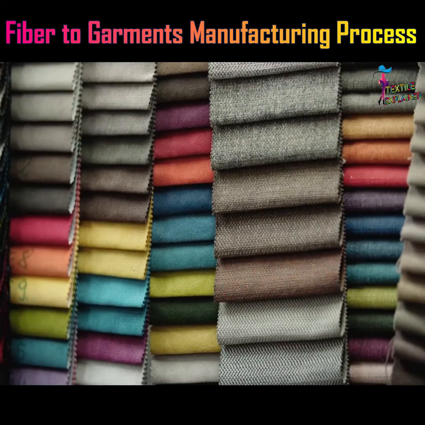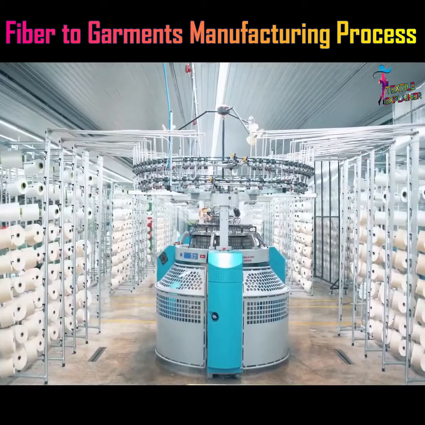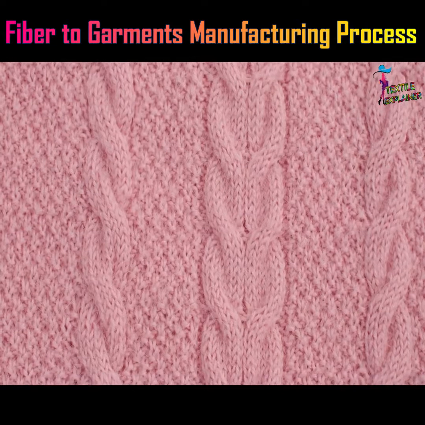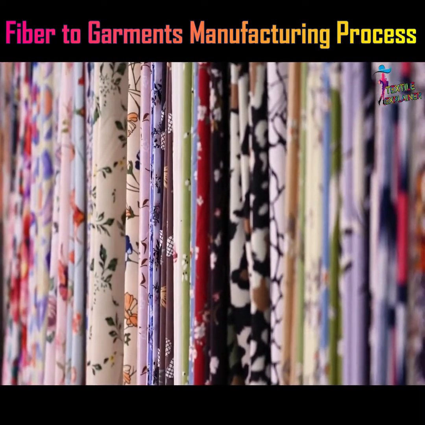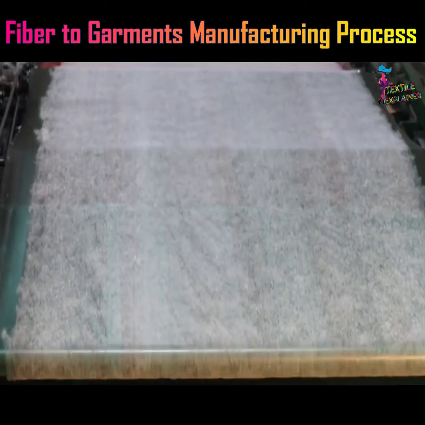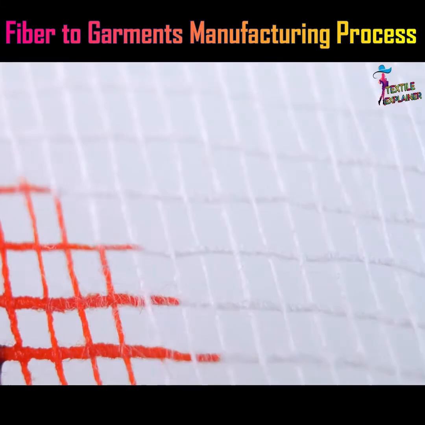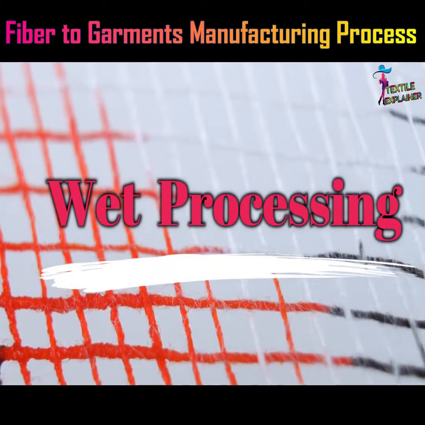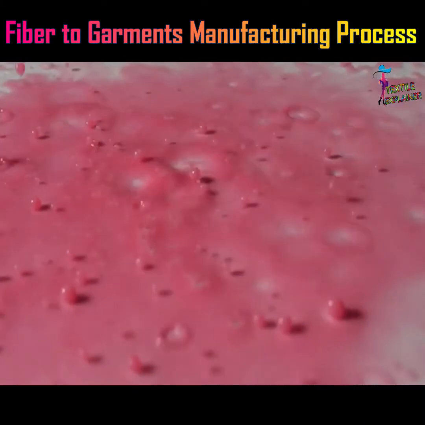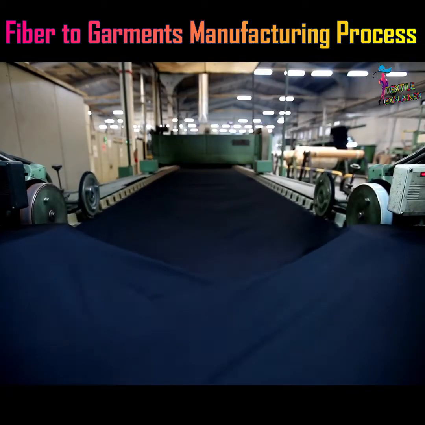Fabric is a plain sheet of cloth, which is made by weaving or knitting process. Most fabrics are knitted or woven, but some are produced by non-woven processes such as braiding, felting, twisting, etc. Wet processing. Fabric wet processing is a process used for dyeing and finishing the fabrics.